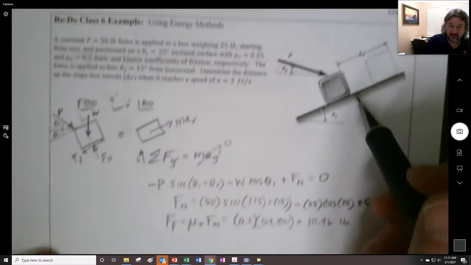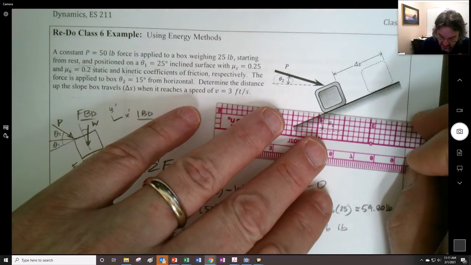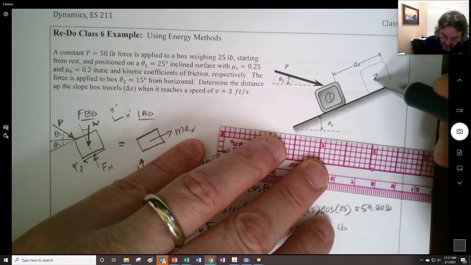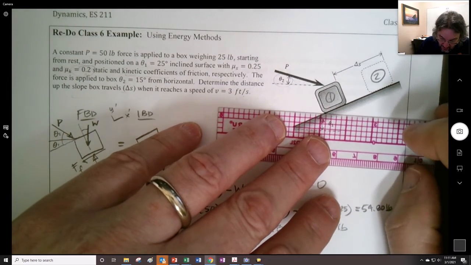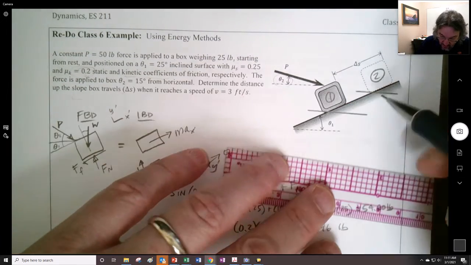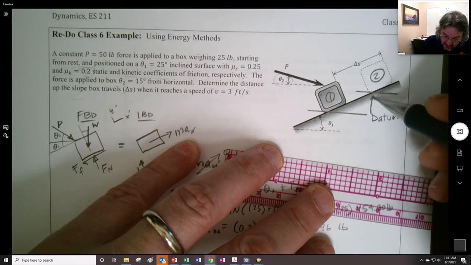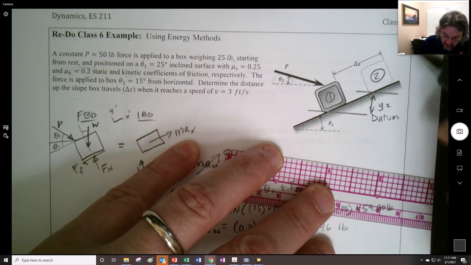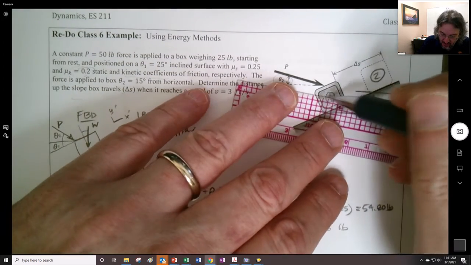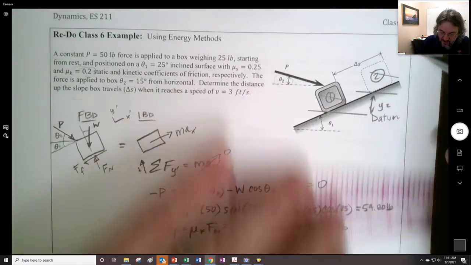All right, so one good thing, which I sometimes draw onto here, is to draw up our states. This is going to be state 1 and this is state 2, and try to figure out a datum right here. So we'll call this the datum. This distance y2 is going to be the one that we want to find. It's often better actually to just draw it through the center of gravity, but you'll see that these positions are the same.